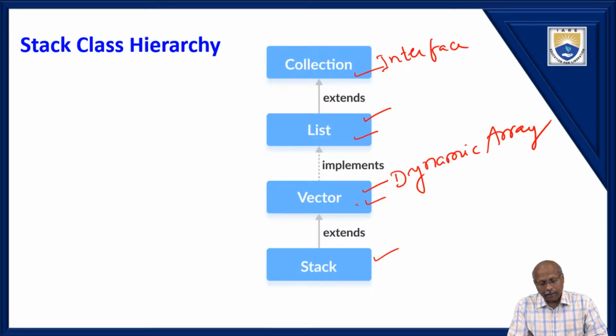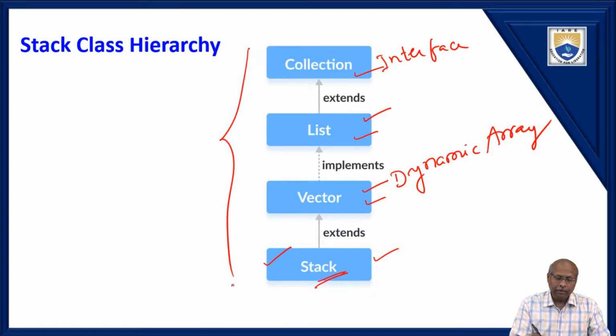Similarly, after the vector class, there is one more class called the stack class. The stack class is derived from the vector class. So whatever methods are there in the vector class, those are available in the stack class. Generally, operations like push, pop, peek, isEmpty, contains, size, everything you can do with the stack class. So remember, in the collection hierarchy, you will find this set of classes interlinked. These are all available under the java.util package.